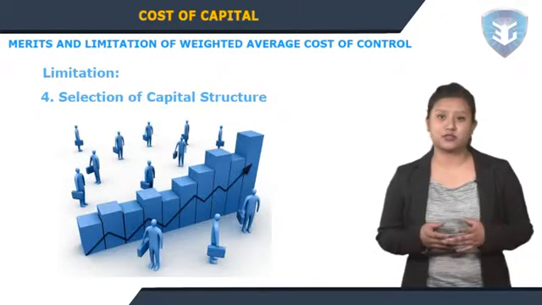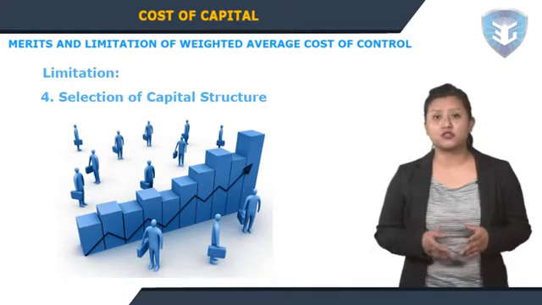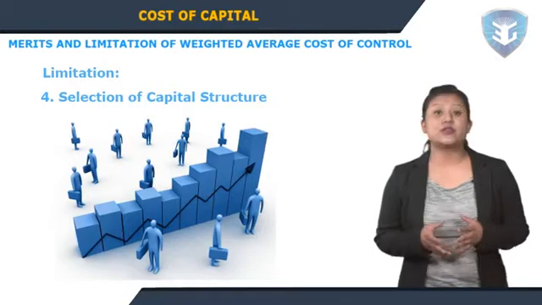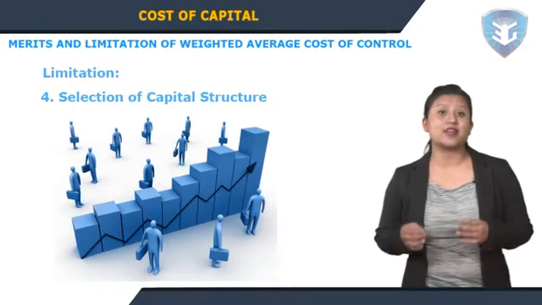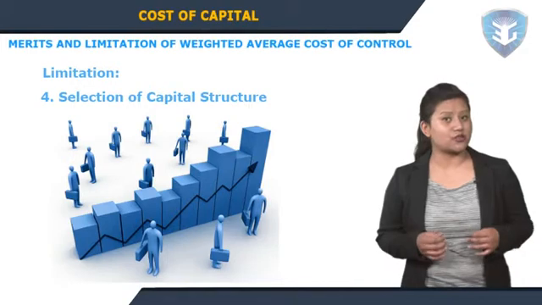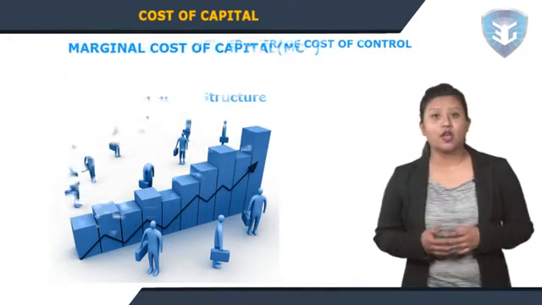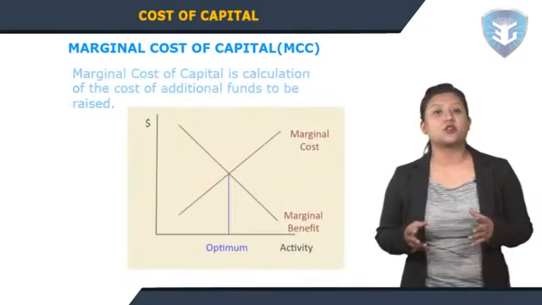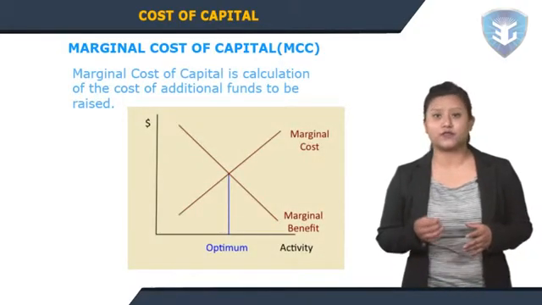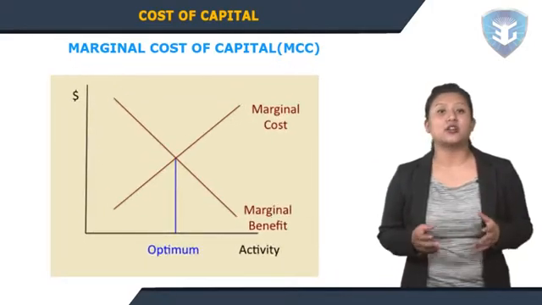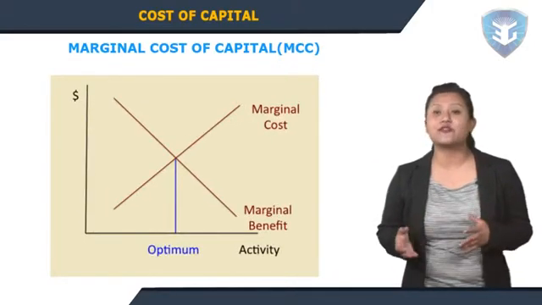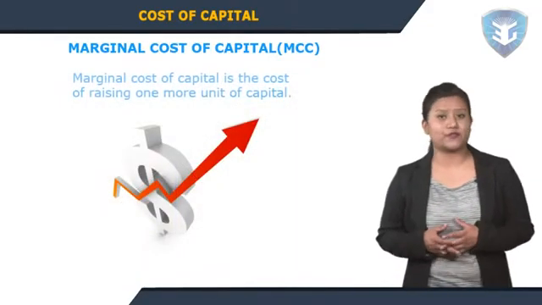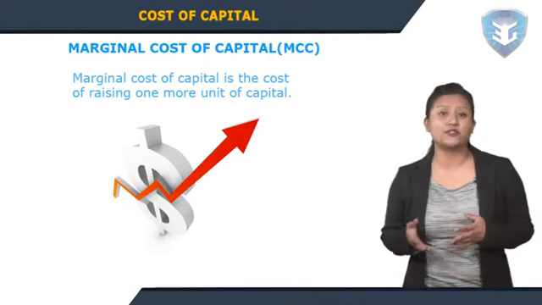The selection of capital structure. The selection of the capital structure to be used for determining the WACC is also not an easy job. Three types of capital structure are there, that is, current capital structure, marginal capital structure and optimal capital structure. Here we will understand the meaning of marginal cost of capital. The marginal cost of capital is the calculation of the cost of additional funds to be raised. Marginal weights represent the proportion of various sources of funds to be employed in raising additional funds. Marginal cost of capital is the cost of raising one more unit of capital.